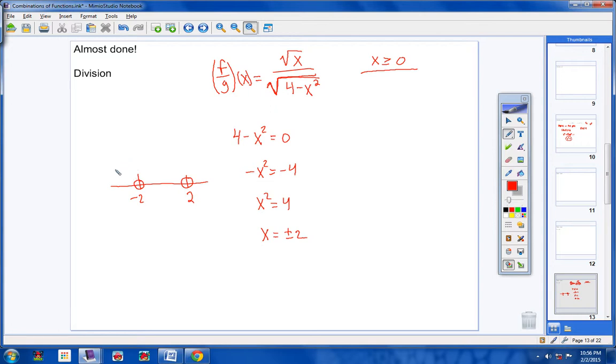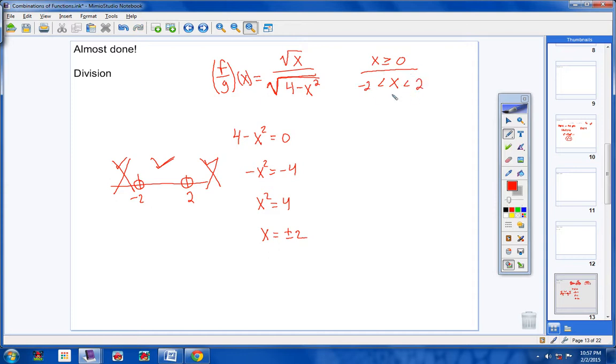You check a number here. You check a number here, and you check a number here. Now, we've done some of these in the past, so I'm not going to do another one for you. But trust me, this region doesn't work. This region doesn't work. This one checks out. So my domain for the denominator is going to be x's greater than -2, and less than 2.